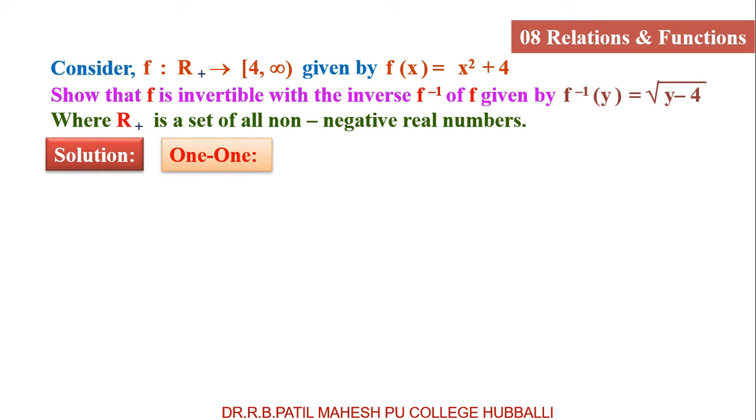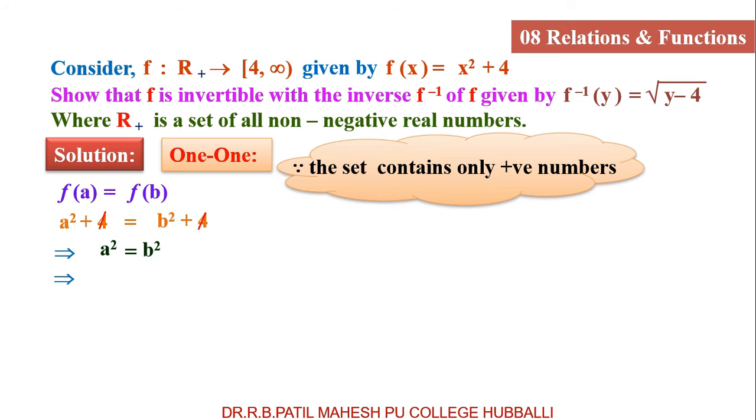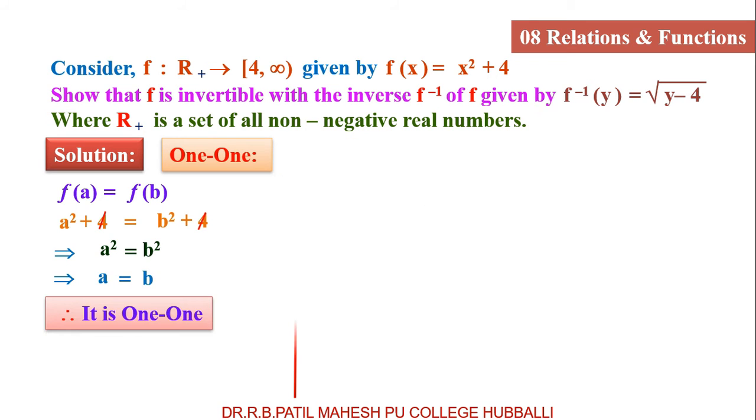First 1-1. Again I follow the same method. f of a equal to f of b. Then substitute in the function f of x, that will be a square plus 4 equals b square plus 4. 4 and 4 cancel. a square is equal to b square. The set contains only positive numbers. Definitely the domain contains only positive numbers. Then a is equal to b. Images are equal, elements are equal. Then the function is a 1-1 function.